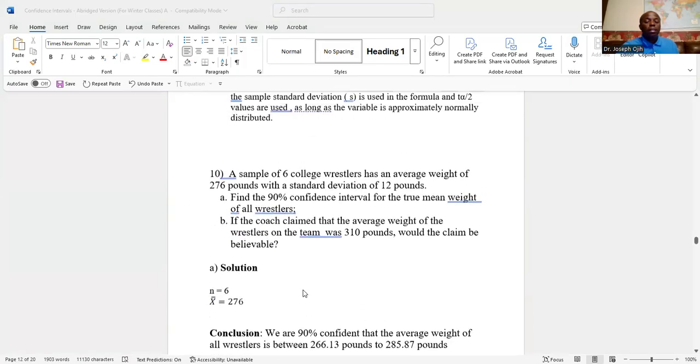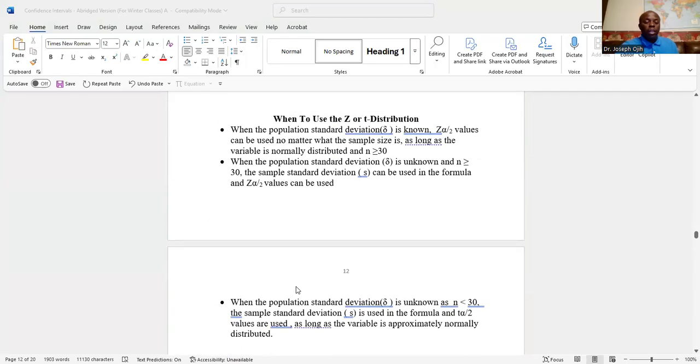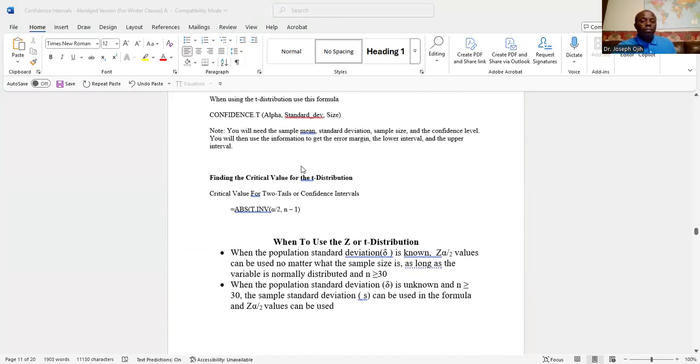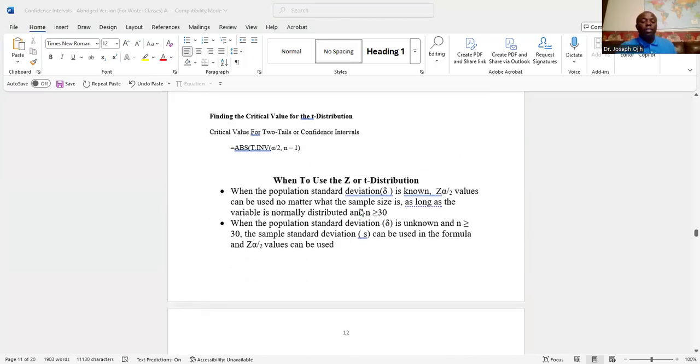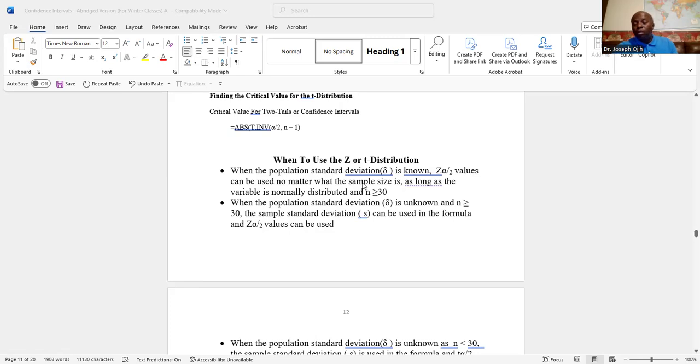Now, before I answer that, I want to tell you something: when to use Z and when to use T. Here are the scenarios. Z is used when the sample size is large and we know the value of the population standard deviation. Use the Z table or the Z formula in Excel. But for T, when the sample size is small and we don't know the value of the population standard deviation, we use T. In some cases, if the sample size is small, but you know the value of the population standard deviation, then you can still use Z.